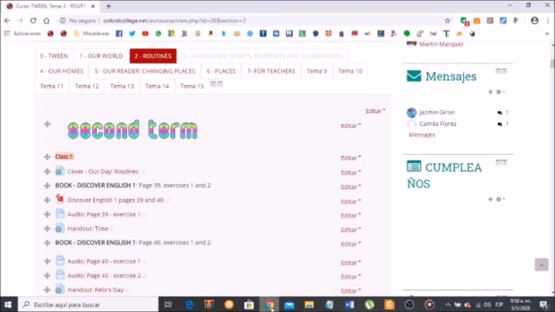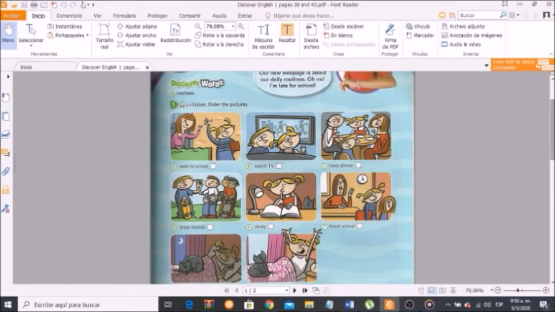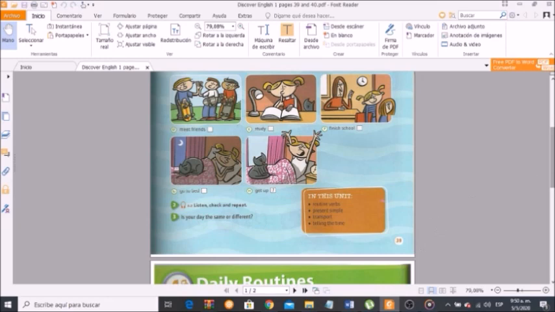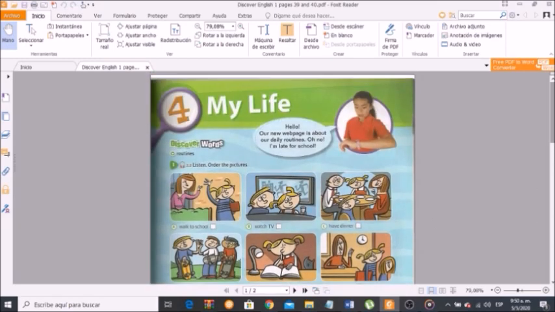Okay, let's start the class working with your books. So, Discover English 1, page 39. So, this is the page 39. And we are going to start with a new unit of the book. Unit number 4, which is My Life.